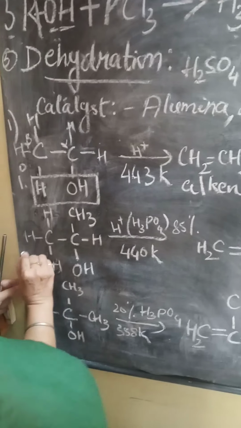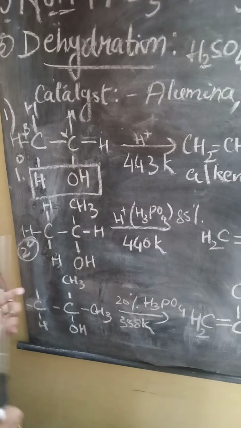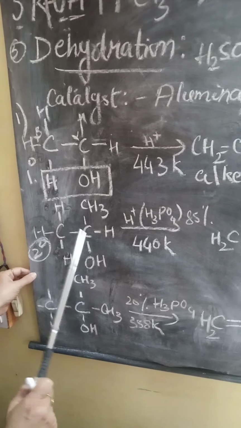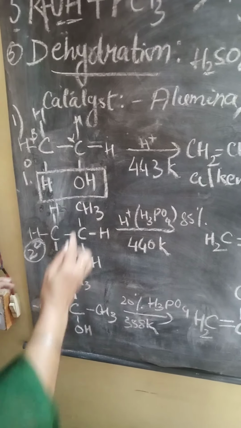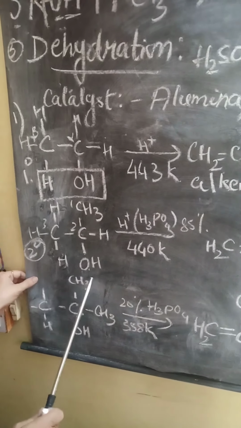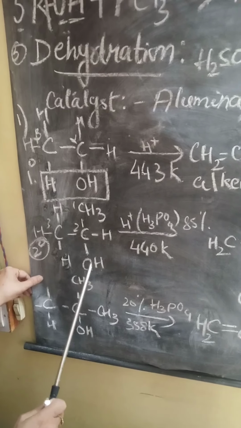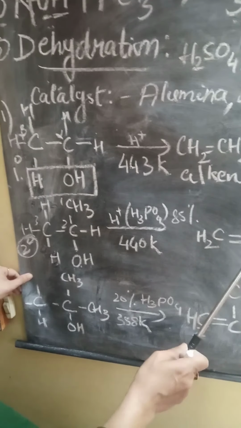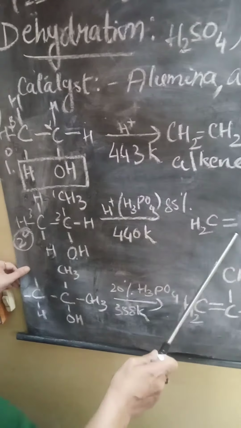This is the second degree reaction, that is the secondary alcohol. CH3 C CH3, so you can see 1, 2, 3. To the second carbon, the OH group is attached. This second carbon's OH combines with the hydrogen and water is removed. Now we'll see what is left behind.